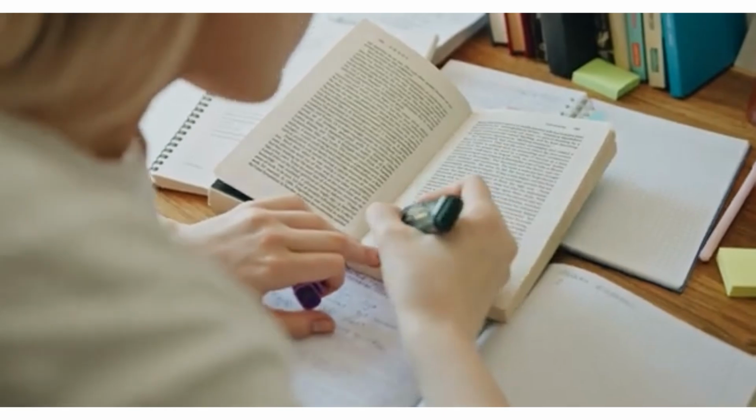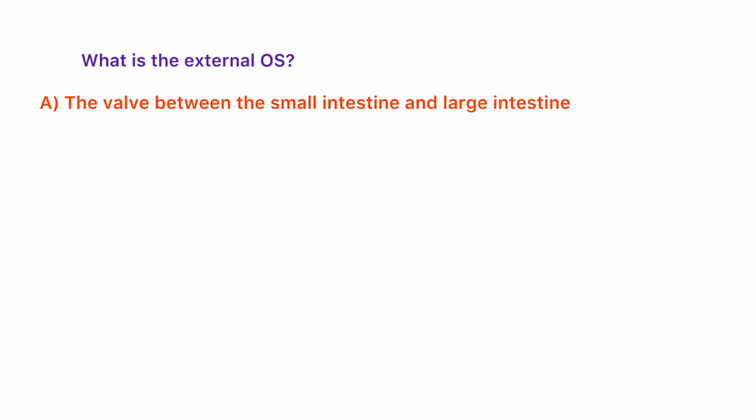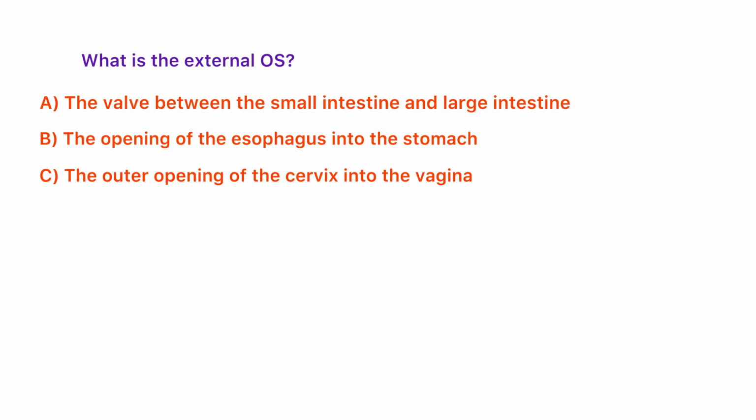Alright, here's the question that threw me off during the exam. What is the external OS? And the options were A, the valve between the small intestine and large intestine. B, the opening of the esophagus into the stomach. C, the outer opening of the cervix into the vagina. D, the external opening of the urethra.